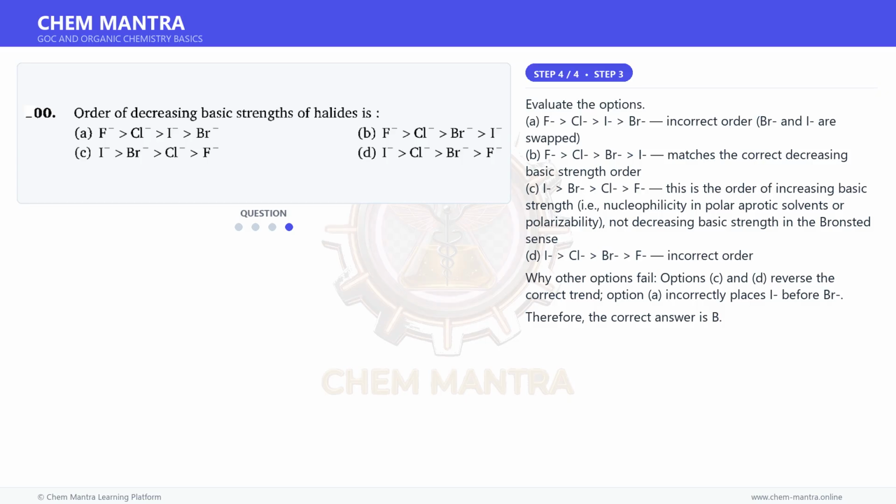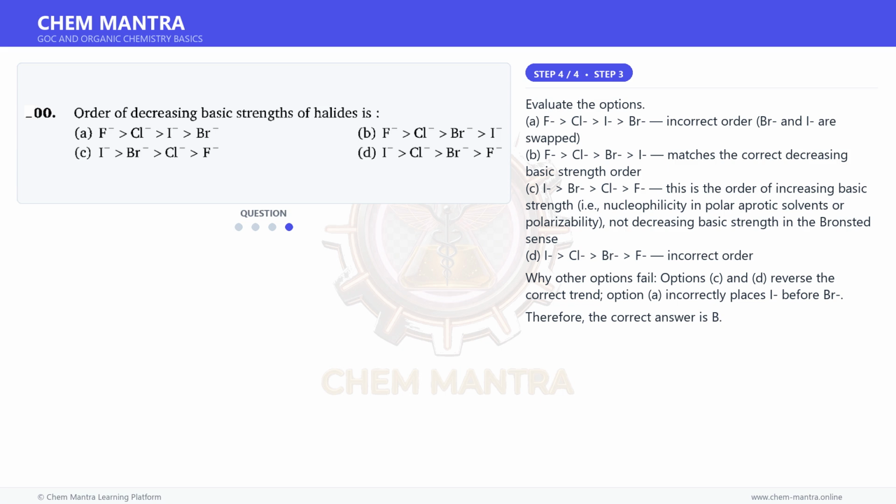And for the final step, evaluate the options. A. F⁻ > Cl⁻ > I⁻ > Br⁻, incorrect order, Br and I are swapped. B. F⁻ > Cl⁻ > Br⁻ > I⁻ matches the correct decreasing basic strength order. C. I⁻ > Br⁻ > Cl⁻ > F⁻, this is the order of increasing basic strength, i.e., nucleophilicity in polar aprotic solvents or polarizability, not decreasing basic strength in the Bronsted sense.